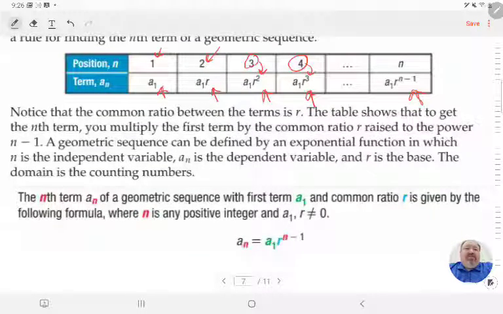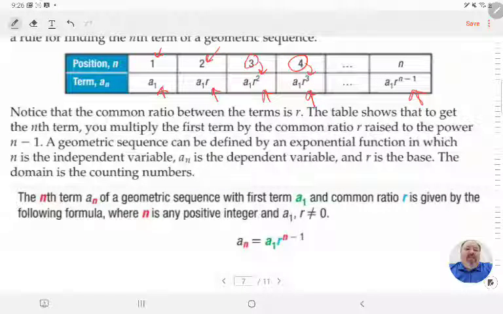So it says, notice that the common ratio between the terms is r. The table shows that to get to the nth term, you multiply the first term by the common ratio, r, raised to the power of n minus 1. A geometric sequence can be defined by an exponential function in which n is the independent variable, a subscript n is the dependent variable, and r is the base. The domain is the counting numbers.